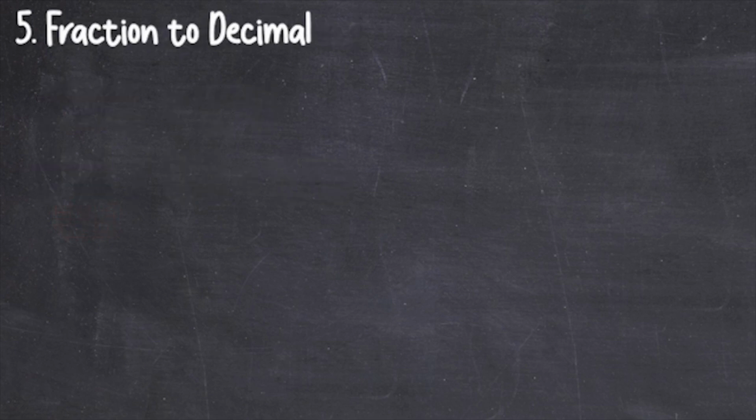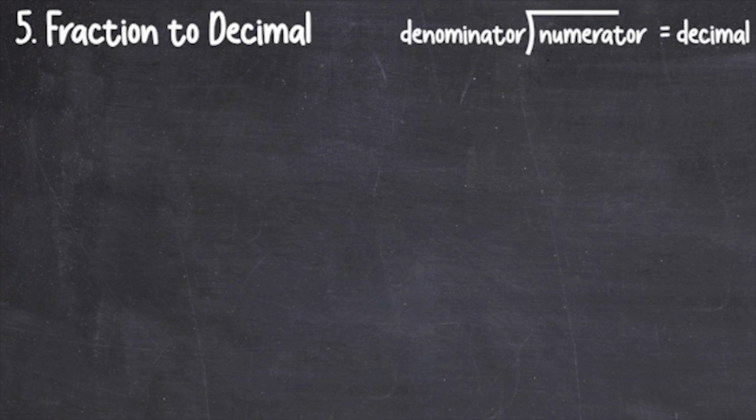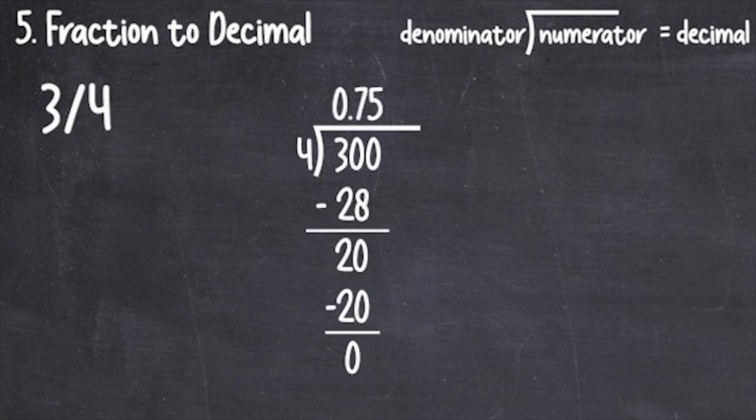When converting a fraction to a decimal, all we need to do is divide the numerator by the denominator using long division. For example, to convert 3 over 4 to a decimal, divide the 3 by 4. Doing this would give us the decimal number 0.75. So 3 over 4 as a decimal is 0.75.